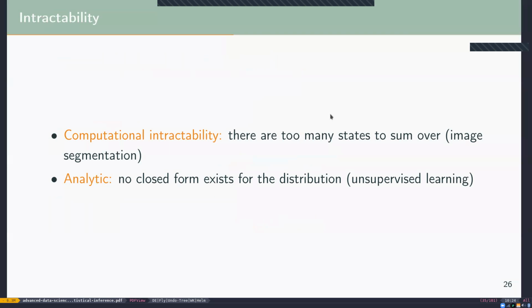So we got these two. Computational intractability: there's simply too many states to sum over. Can't do this. This happens super quickly. You're computer scientists, you know about combinatorial explosion. This happens straight away, right? The other thing is analytical intractability. You use stuff where there's no closed form, there's no mathematical form to write down what the integral is. It appears straight away in this unsupervised learning scenario that we talked about.